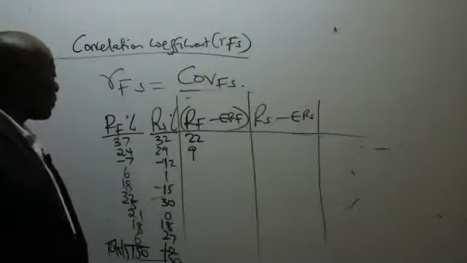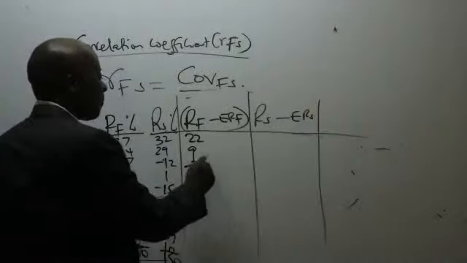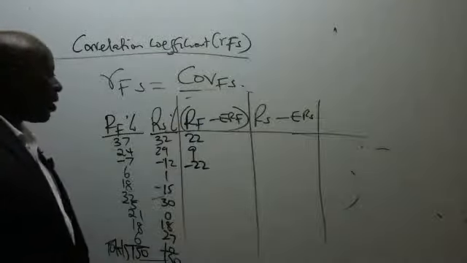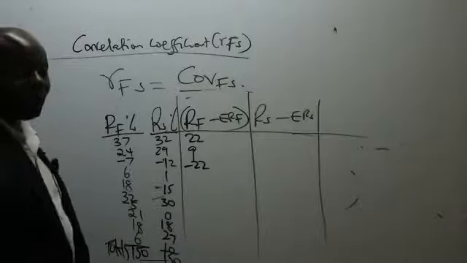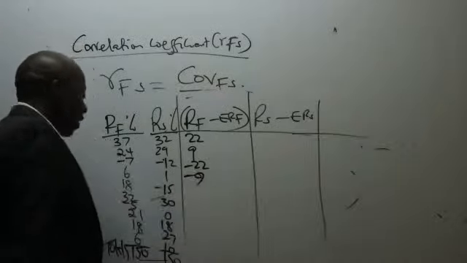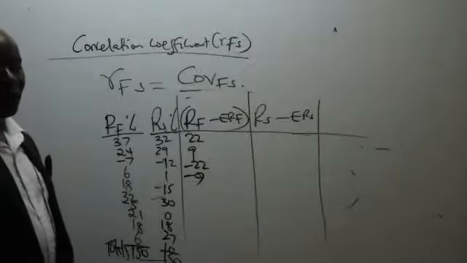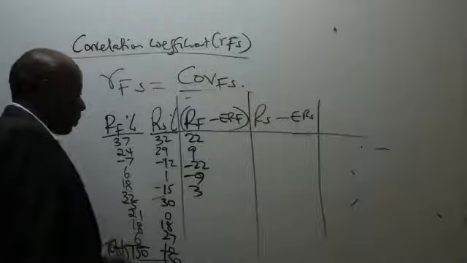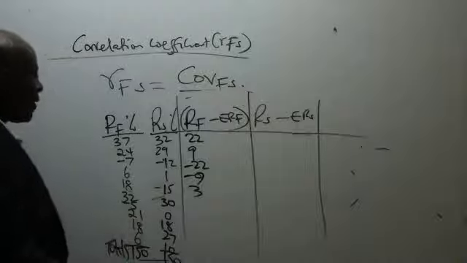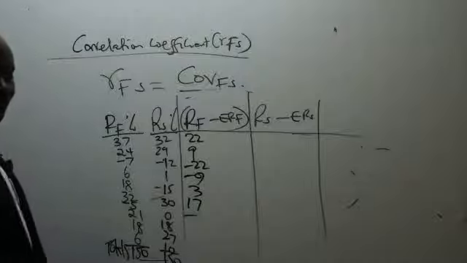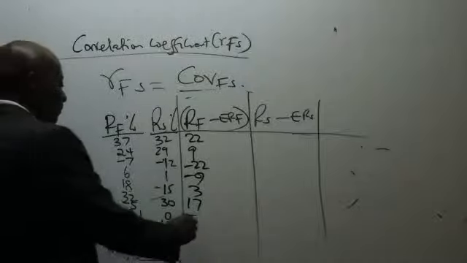Fatima tells me that the third one is supposed to be minus 22. Abdallah has confirmed the same. How about the fourth one now? The fourth one is supposed to be minus 9. How about the fifth one? The fifth one is 3. The sixth one, you are taking 32 minus 15, 17. How about the sixth one? Is it minus 20?